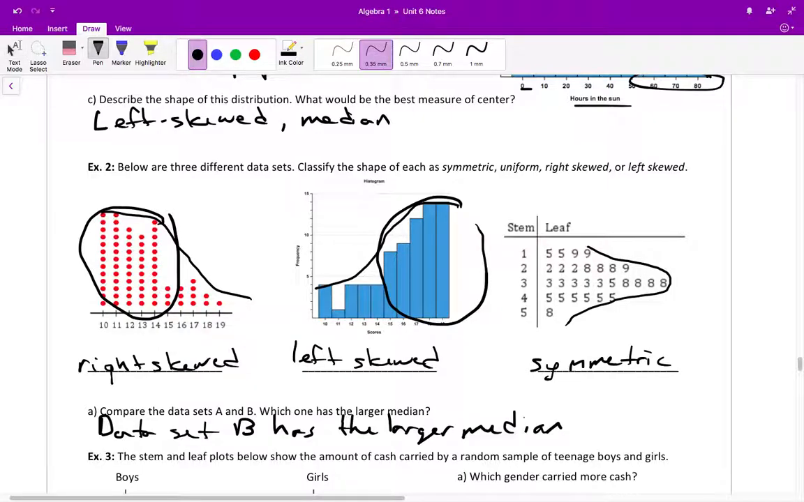I don't know that these have letters on it. We'll just assume that this first one was data set A, second one was B, and third one was C.